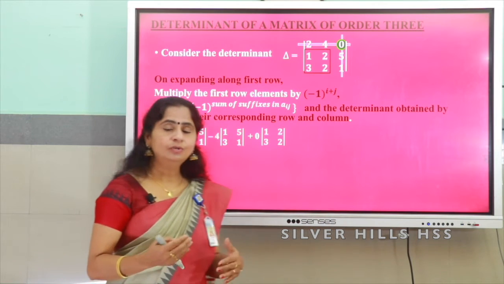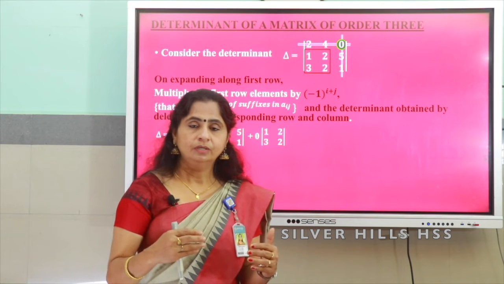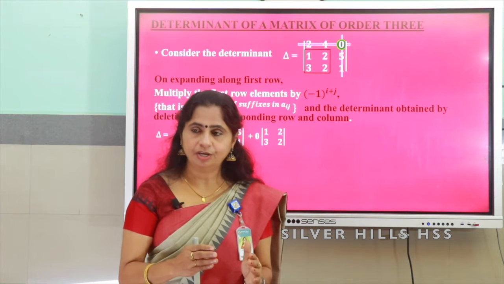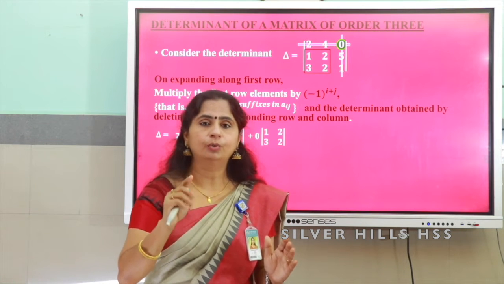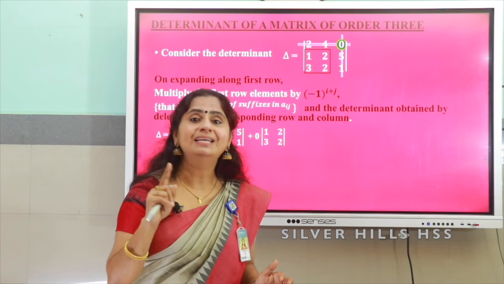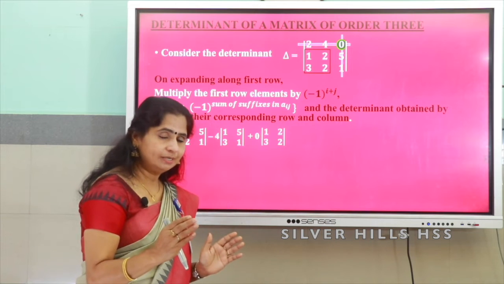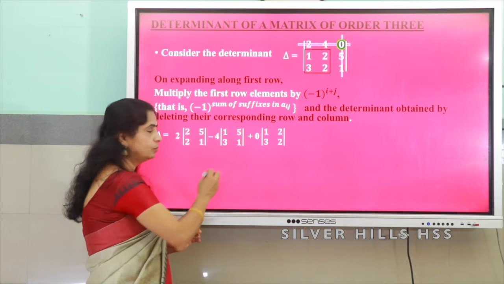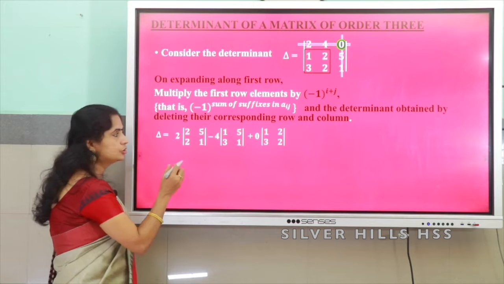Once again, I'll tell you. Whenever we are expanding about any row or column, that number is multiplied by minus 1 raised to i plus j into the determinant obtained after deleting the corresponding row and the column. So for the first row, the sign is plus minus plus. Therefore, plus 2 into the corresponding determinant, the left out determinant, minus 4 into the corresponding values 1, 5, 3, 1, plus 0 into the corresponding determinant 1, 2, 3, 2.